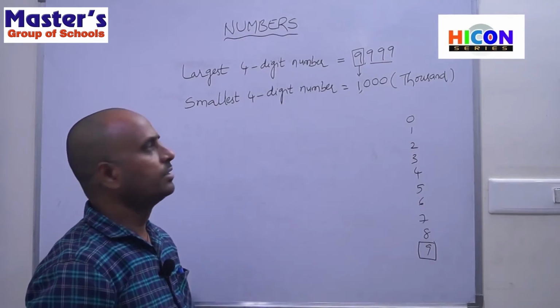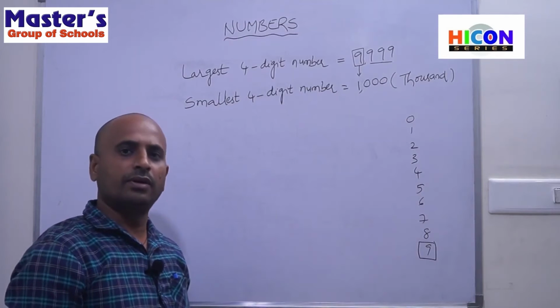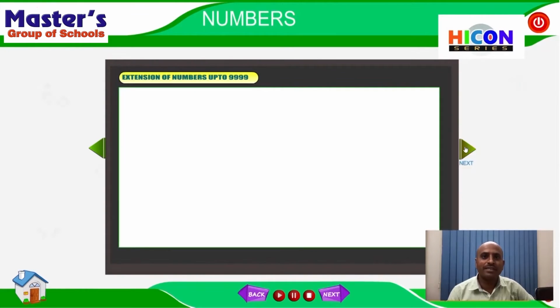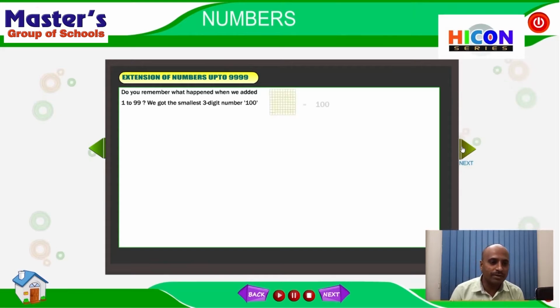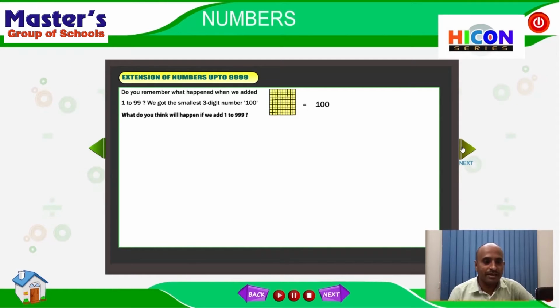Next we will go to the exercise part. Children, extension of numbers up to 9,999. Today we will learn how to write the numbers up to 9,999, that is, how to write 4-digit numbers. Do you remember what happened when we added 1 to 99? We got the smallest 3-digit number, 100. Here the sheet represents 100.